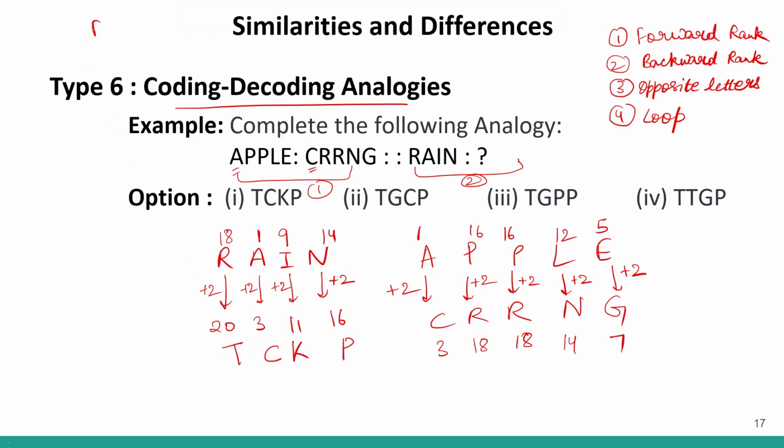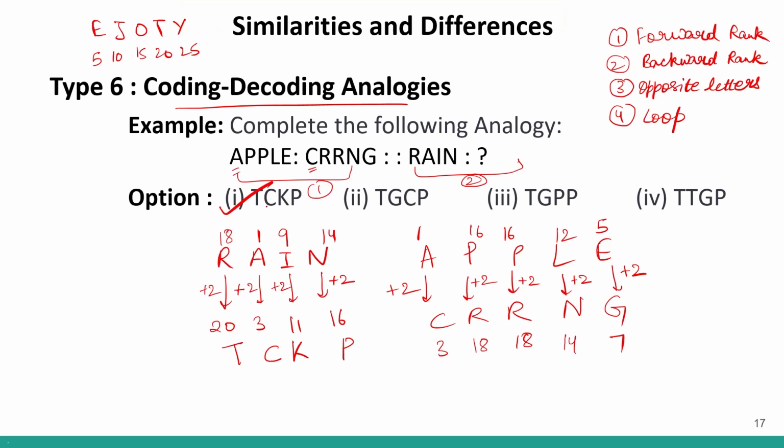So you can use the shortcut as I told you, T 5, 10, 15, 20, and 25, to remember the forward ranks. So here I can see everything is going +2, right? Moving 2 positions forward. So if we move 2 positions forward for rain, we'll get T, C, K, P. So our answer will be option number 1, TCKP.